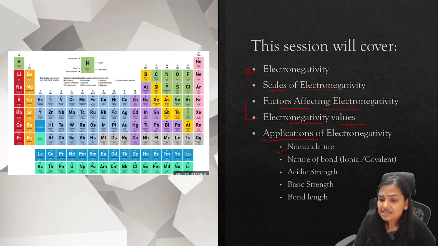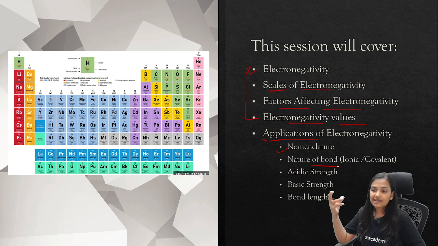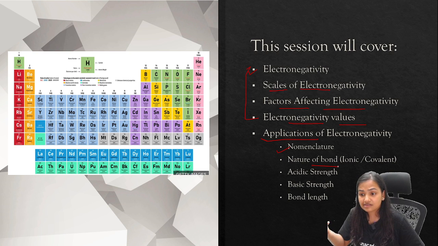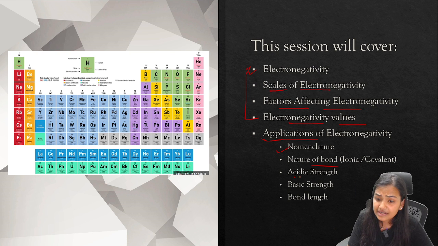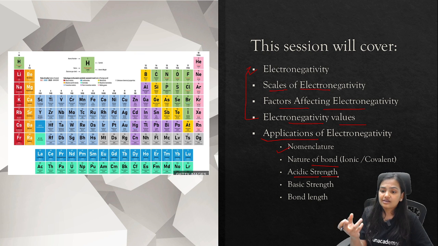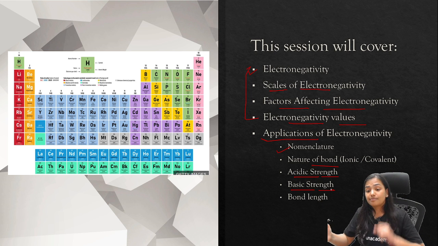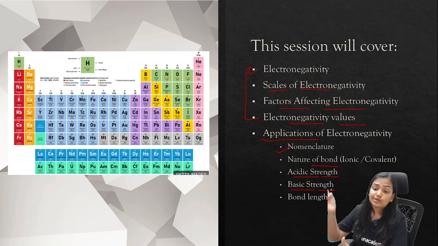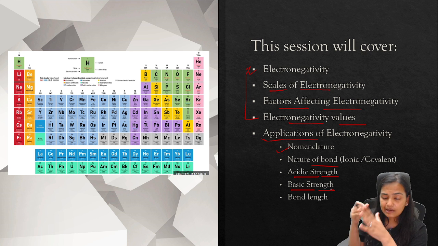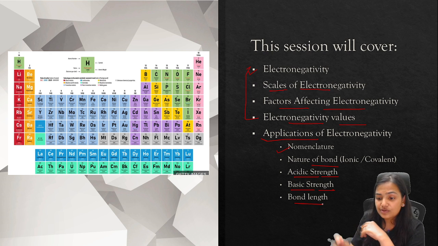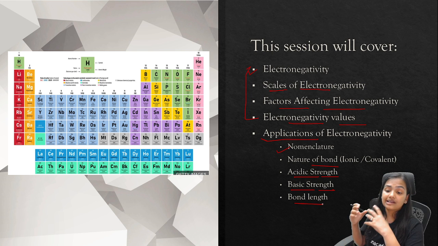We will also see what type of bond it is, whether ionic or covalent, and how we can determine the nature of the bond, and how we can determine acidic strength and basic strength depending upon the electronegativity values. Many students are always confused about acid-base behavior because they don't know the electronegativity principle. So here we are going to focus on all such things, and the last is the bond length.